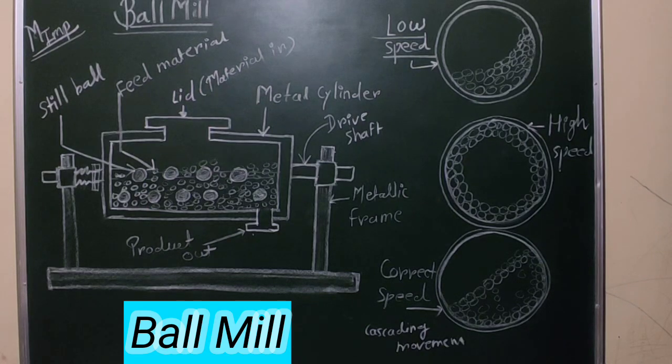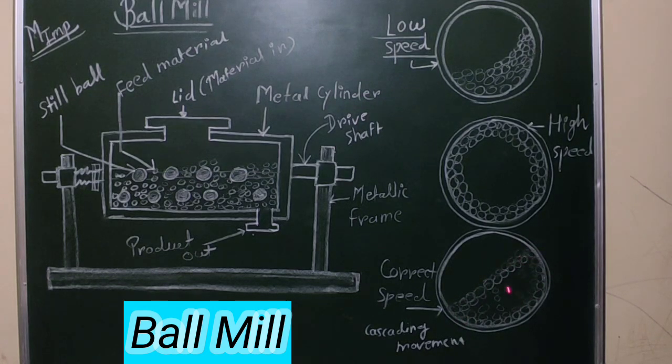When this mill is rotated, we find different types of speed. When the mill speed is low, that type of movement occurs inside the ball mill. When the speed is high, that type of movement occurs inside the ball mill. The correct speed is the one where we see cascading movement. In this type of speed, the material or the balls rotate this way and that way.